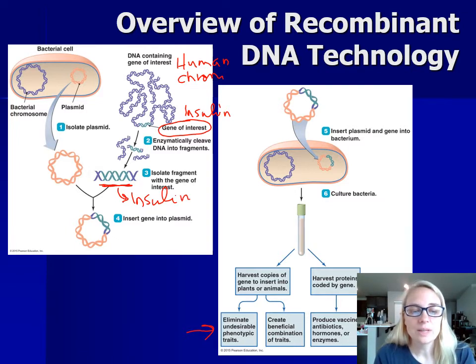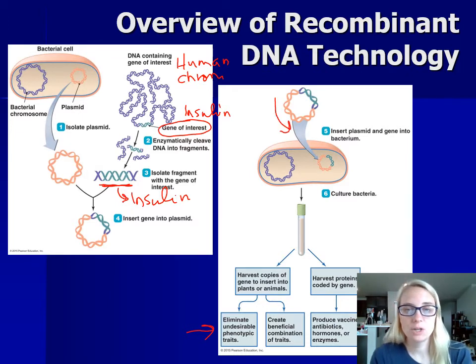What they can then do is coax a plasmid to take up that piece of DNA. We saw bacteria do it all the time in horizontal gene transfer. They're just recreating that same process happening in the lab. So we insert the human insulin gene into a plasmid, and then we allow the bacteria to take up the plasmid. That's this over here. That's just transformation. So environmental DNA that's picked up by a bacteria and is able to express those particular genes.